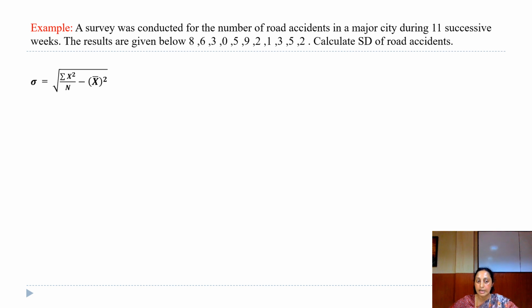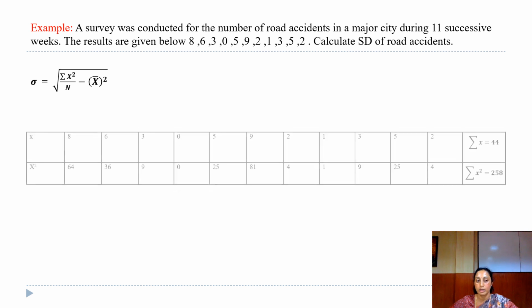So here is an example. A survey was conducted for the number of road accidents in a major city during 11 successive weeks, and the results are listed as follows. We shall calculate the standard deviation in the road accidents. Since this is an individual series, or ungrouped data, I am using the formula sigma is equal to root of (summation x square divided by n) minus x bar whole square.